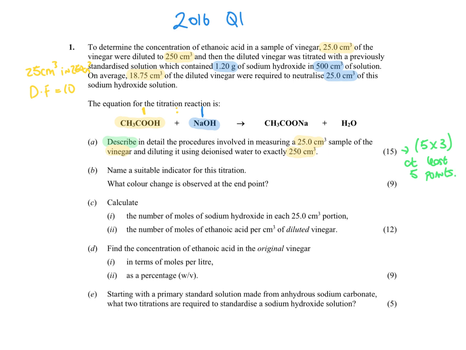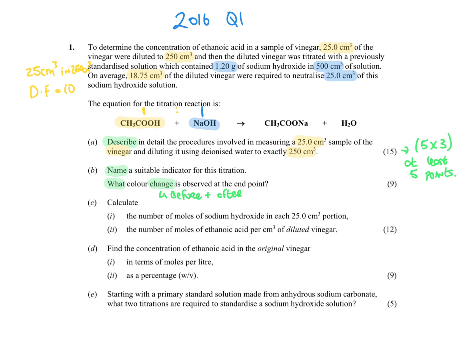Part B then, it says to name the indicator and what is the colour change that's observed at the endpoint. So naming the indicator, very simple, and what is the colour change? A keyword there would be change. Change means that you need to give the before and the after. So just to be aware of that, because a downfall that students have is they just say it goes whatever colour it is. You need to give the change, so you need to say what the colour is before the titration and at the end point.